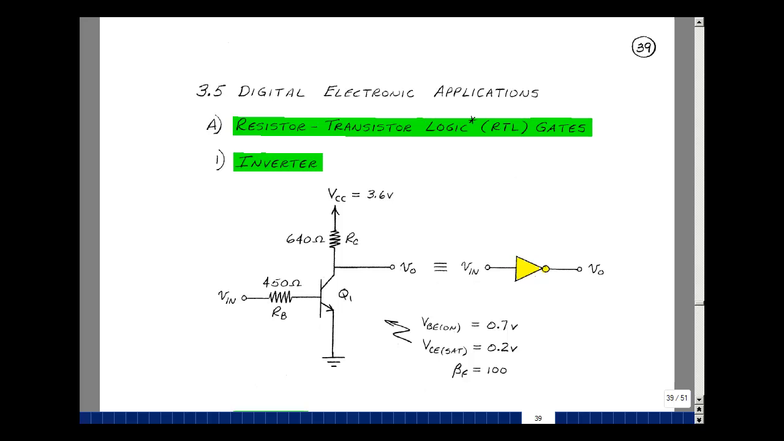This lesson deals with resistor-transistor logic gates. You can find these notes in the ECE302 ebook in Chapter 3, starting on page 39. What's shown here is what's called an RTL inverter.